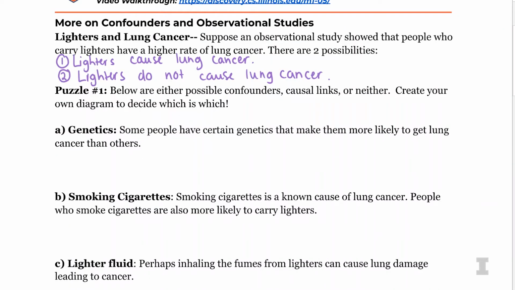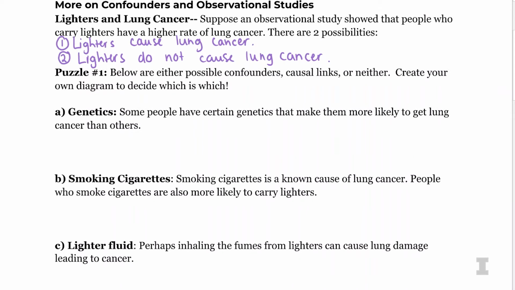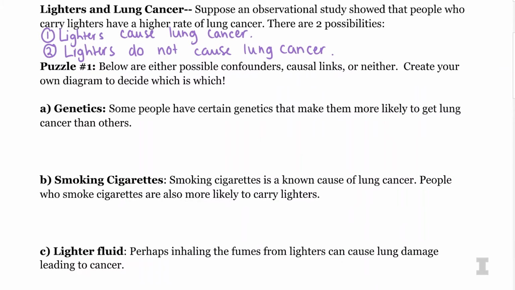So, as we dive into this problem, we're going to really quickly identify three things as either confounders, causal links, or neither. So, we're going to get more practice with the diagrams. And it says to create your own diagram to decide how to classify these things. So, the first one is genetics. So I'm going to go ahead and draw my diagram. Lighters is my treatment. Lung cancer is my response. And then we want to know what is genetics.